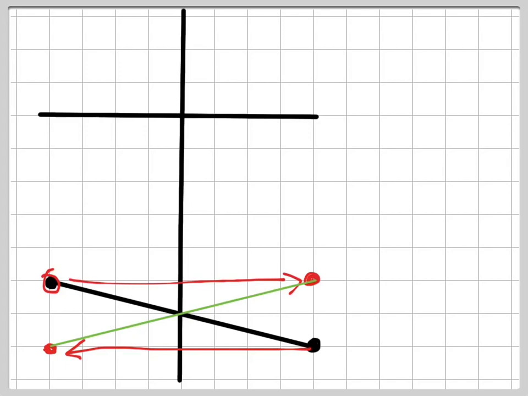Anything else in 13 through 16? Just one.